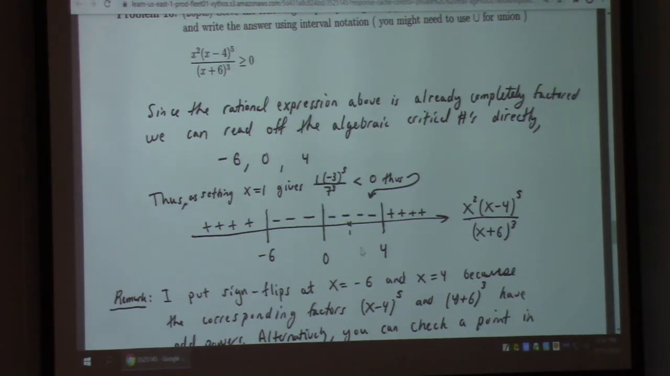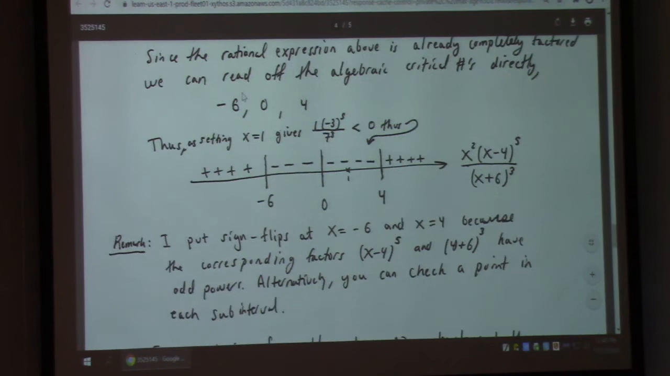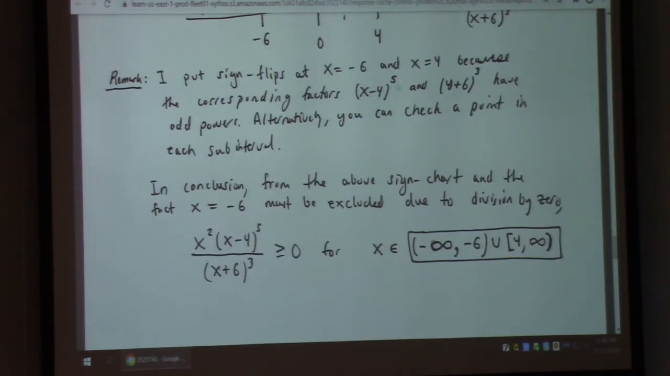Once we've done that, we can read the answer, right? So if we want greater than or equal to 0, we need either to the left of minus 6 or to the right of 4. Now we've got to be careful. Which point should we include? Which point should we exclude? We cannot include minus 6 because that gives division by 0. But we can include 4 because that just gives us 0 for the expression. And so the answer is minus infinity to minus 6, not included because of the division by 0, union with 4 included to infinity, like that.